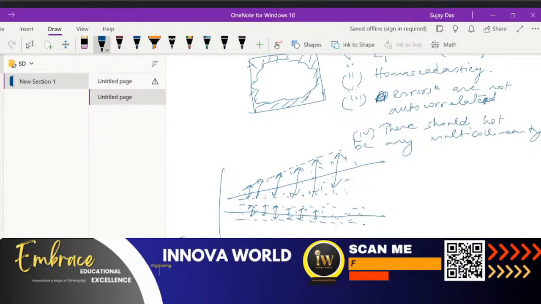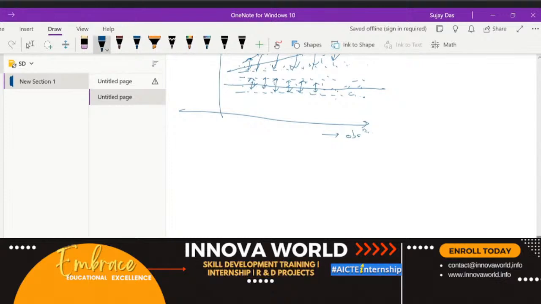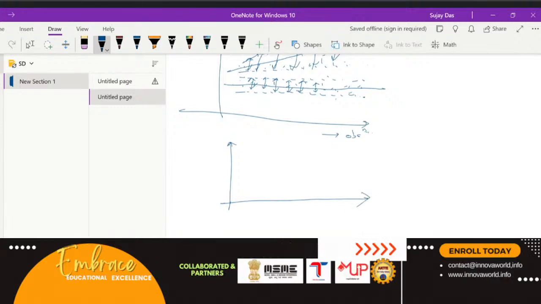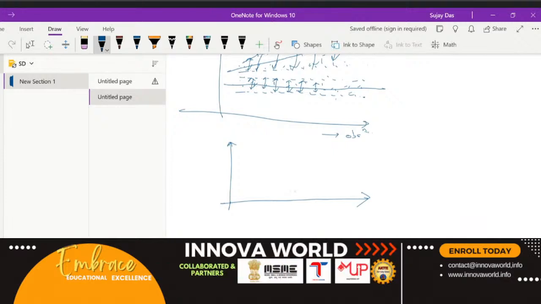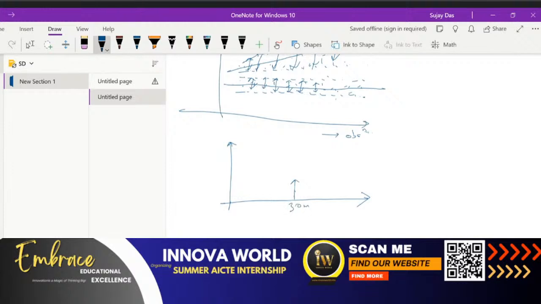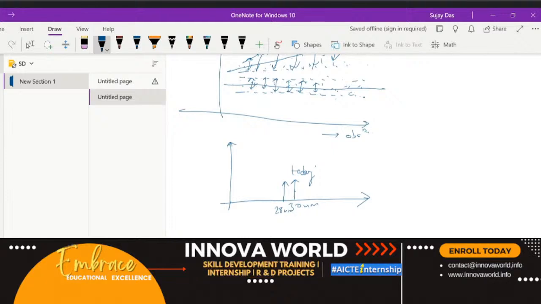Autocorrelation, what is autocorrelation? Let me explain it this way. Suppose today the amount of rainfall is 30 millimeter. This is today's case. Yesterday it was 28 millimeter. The previous day it was 27 millimeter.